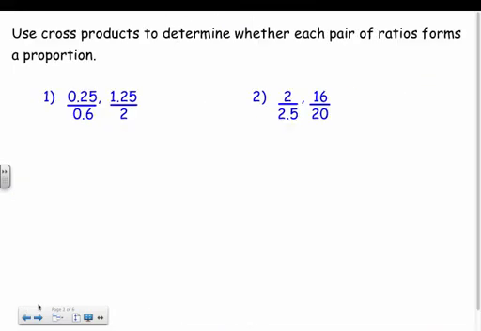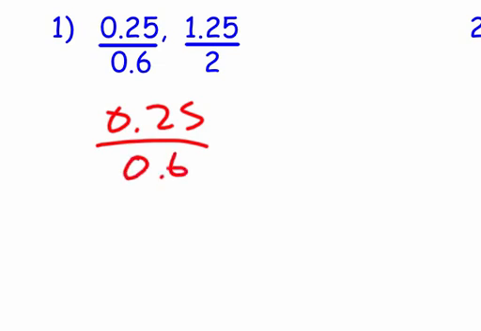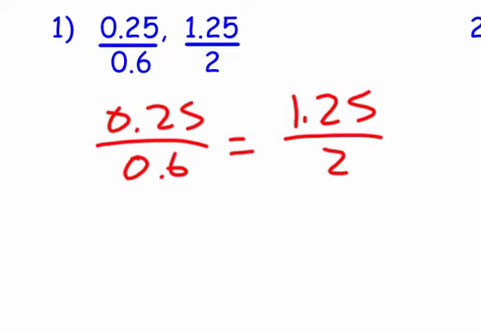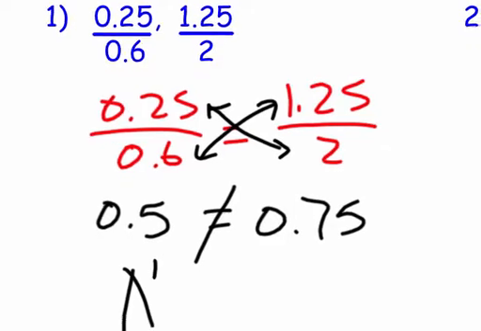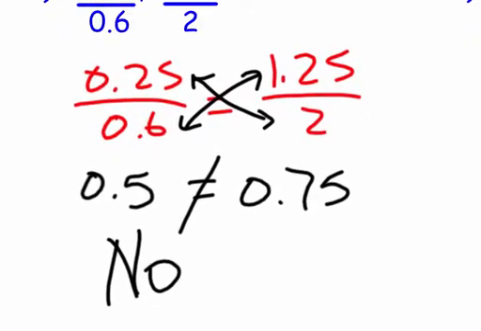So that's what we're going to do here to see if these ratios are proportional. It says use cross products to determine whether each pair of ratios forms a proportion. So basically, we're checking to see if 0.25 over 0.6 is equal to 1.25 over 2. We're going to take the cross product, so like we just talked about, multiply crossways. I take 0.25 times 2, which gives me 0.5. And I'm going to set that equal to 0.6 times 1.25, which is 0.75. These do not equal, so I would say no, these are not proportional, because their cross products do not equal.